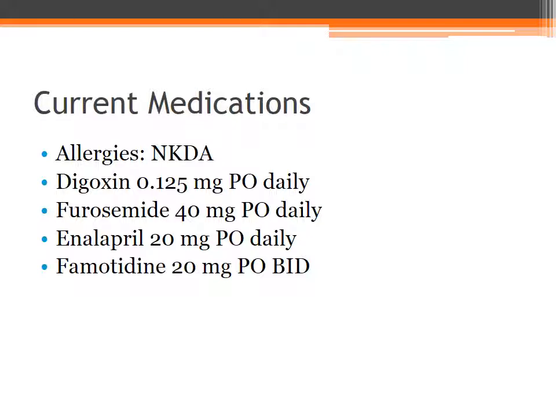Enalapril is an ACE inhibitor that helps lower the patient's blood pressure. Famotidine is an H2 blocker that is given to lower the production of stomach acid to help with the relief of gastric reflux.